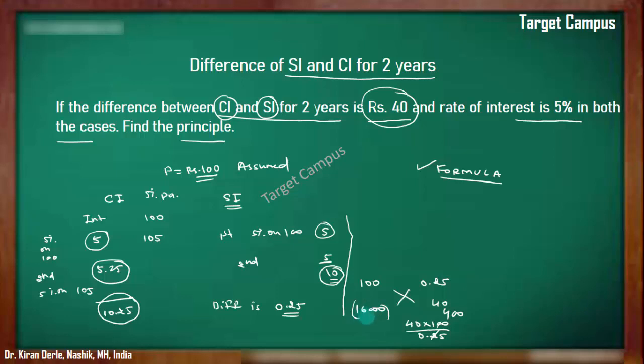You can also cross check this by calculating CI at 5% on 16,000 and SI at 5% on 16,000, and calculating the difference for 2 years. There is a direct formula for this. The difference between CI minus SI for 2 years is given by PR square upon 100 square. Here we are given the difference, that is 40. The principal is asked, the rate is given as 5%, that is 5 square, that is 25, upon 100 square, that is 100 into 100. So this becomes 400 into 40, 16,000 is equal to P.